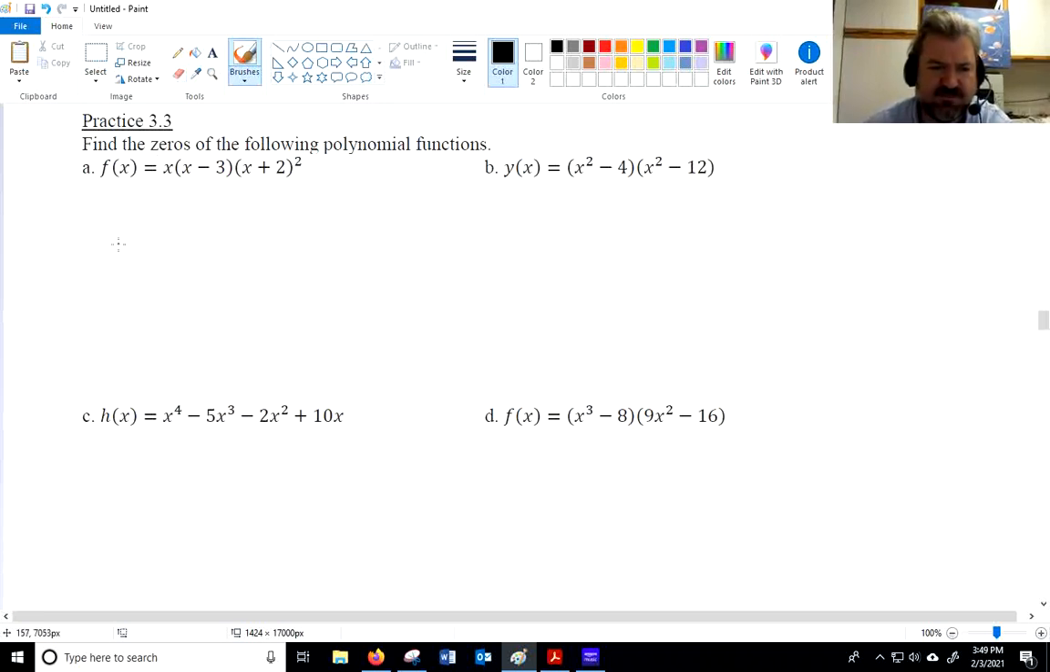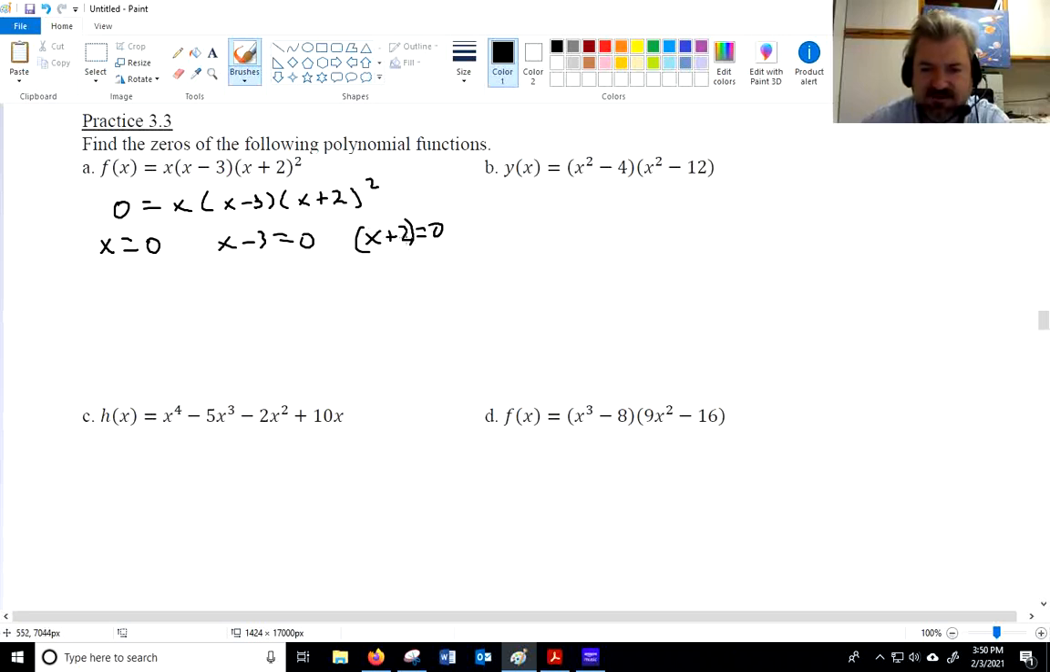Okay, for practice 3.3a, set it equal to 0. This is already factored. There is no reason for you to try and multiply this out and then factor it again. It's already factored. Just set each factor equal to 0. And you may say, well, that's x plus 2 squared equals 0. But then when I take the square root of both sides, I get x plus 2 equals plus or minus 0. So in general, when we're finding the zeros, we can kind of ignore that squared there and say that the answers are going to be 0, 3, and negative 2.